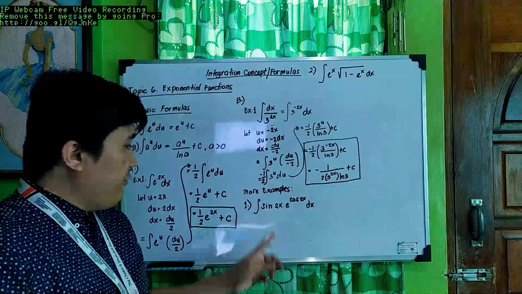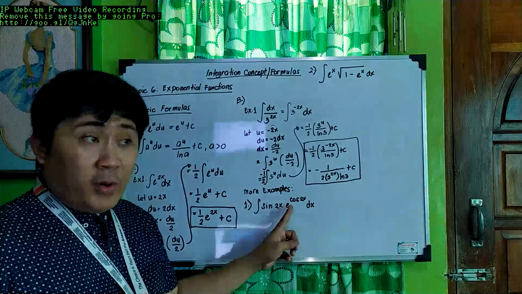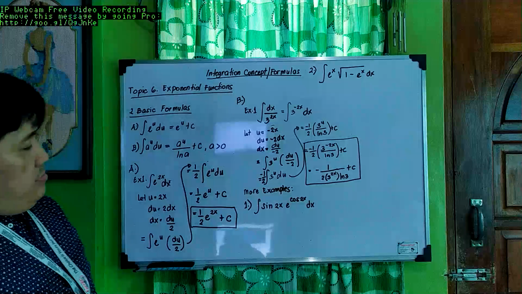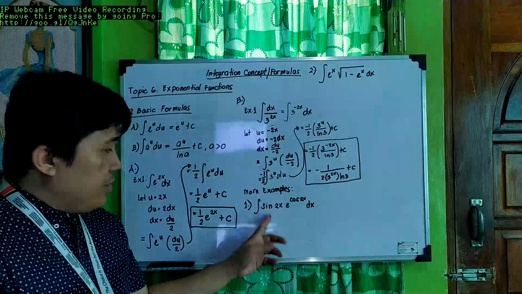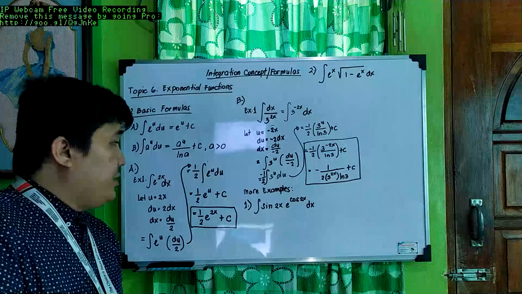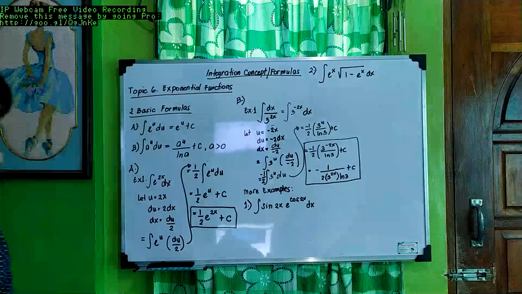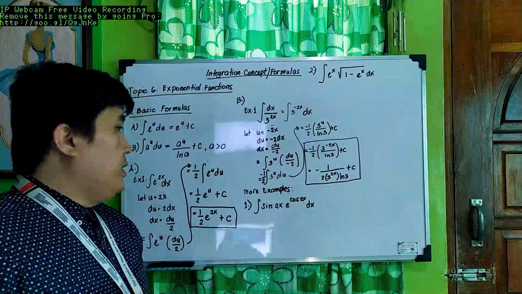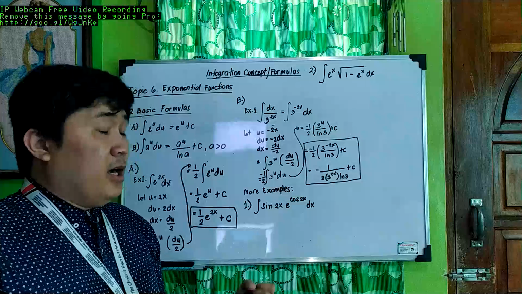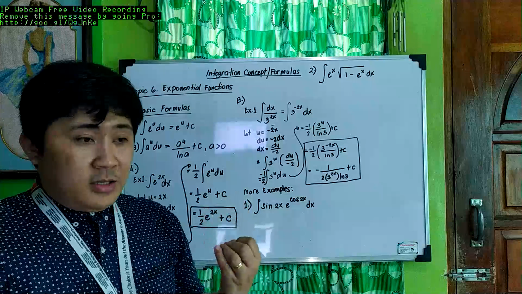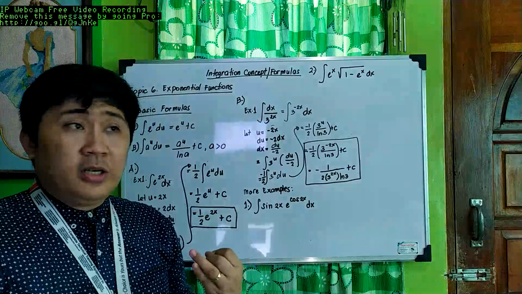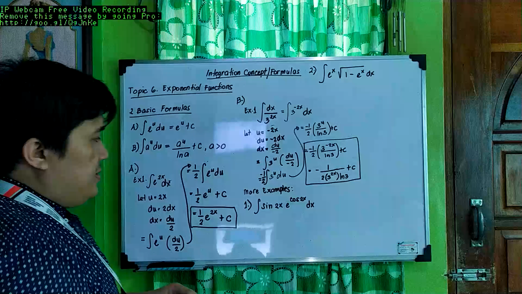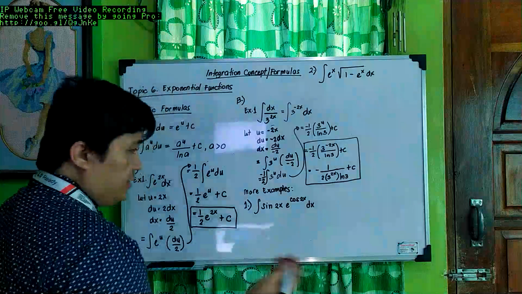So from here we have a given of sine 2x e raised to the power of cosine 2x dx. So it is a combination of exponential plus trigonometric identities. But in this case, this is very, very basic. We don't need to use methods and techniques like integration by parts, trigonometric substitution, rational fractions, and etc. So, this is very basic. So, let's try to solve it.